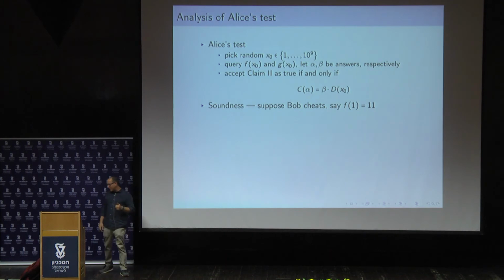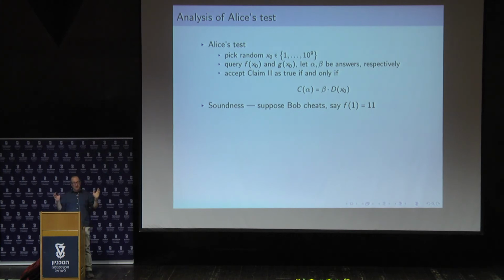So for instance, let's say the first entry has the value 11. It could be some other random entry. So Bob is cheating, he's making a false claim, even though he's just cheating at 1 entry out of 1,000,000. Let's see that Alice is going to catch him with probability 99% with only 2 queries. So the function f has an interpolant.